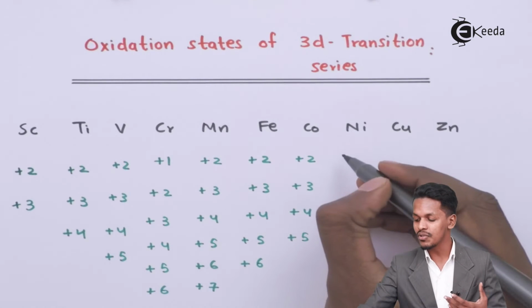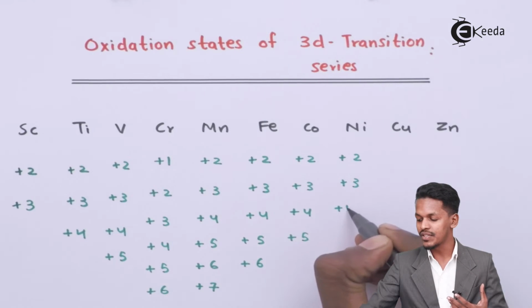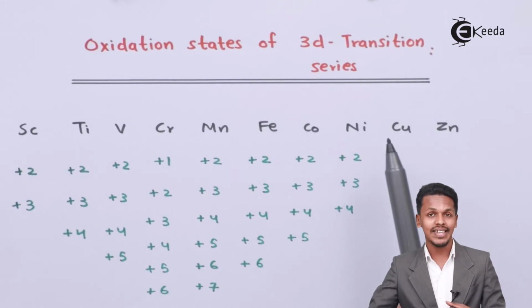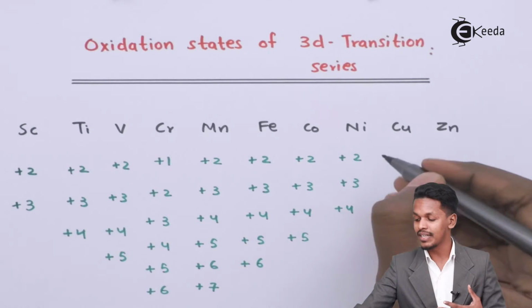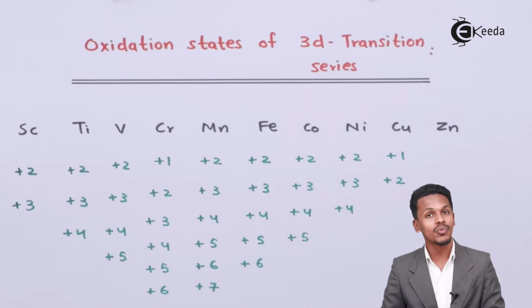That's the reason that for nickel we get the oxidation states +2, +3 and +4. But for copper, we understand that the oxidation state could be exhibited as +1 also, and it could be exhibited as +2 also.